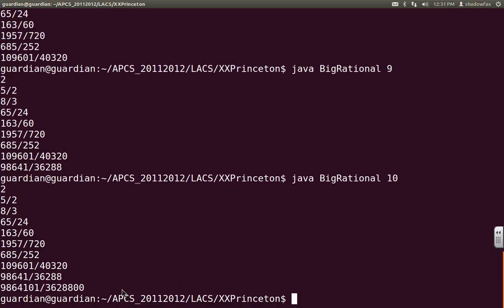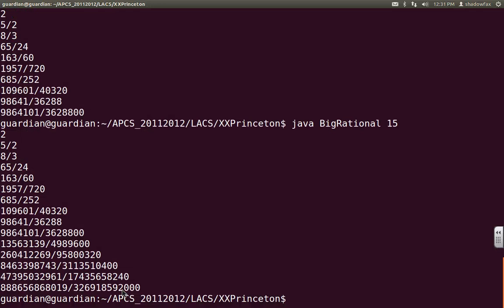Let's see, 10, and how about we jump to 15? There you go. Now how big is that? Millions, billions. Yeah, this is 888 trillion something over 326 trillion something, which is darn close to e, but the denominator and the numerator are way over max int.